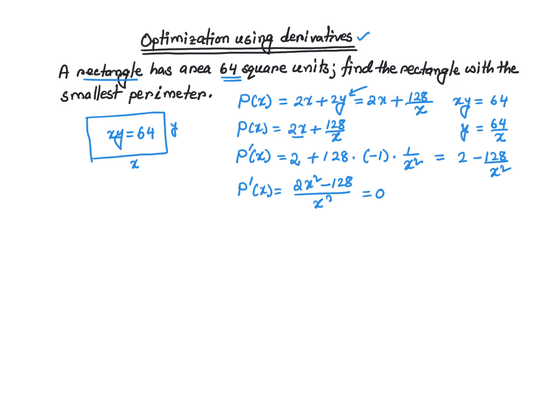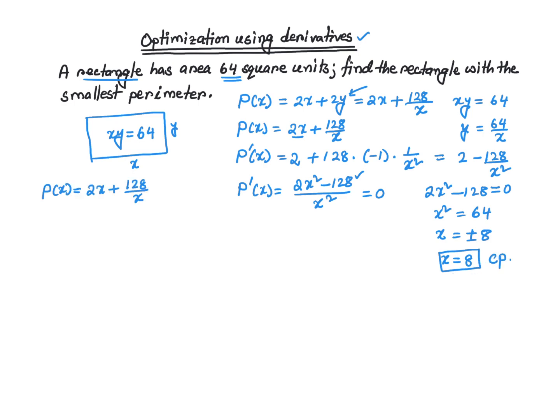And this is going to be 0 only when the numerator is 0. So that means 2x squared minus 128 is equal to 0, or x squared is equal to 64. x is equal to plus or minus 8. Since we are dealing with length, we are going to stick to the positive value for x, which is going to be 8. So this is my critical point, CP.